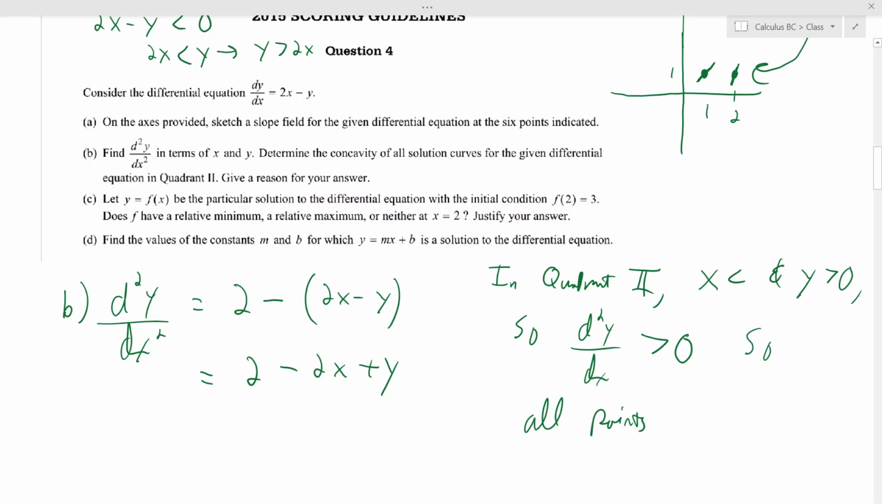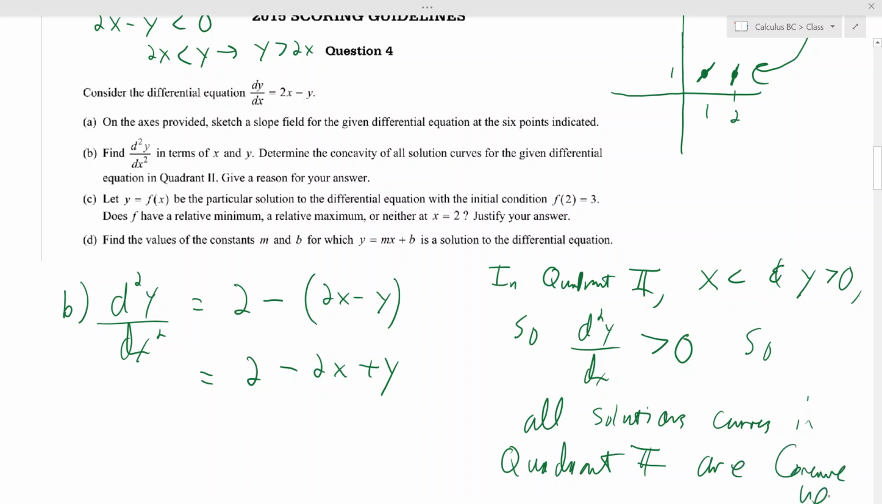What are they? Determine concavity of all solution curves. So all solution curves in quadrant 2 are concave up. Okay, that's all I want you to do there.